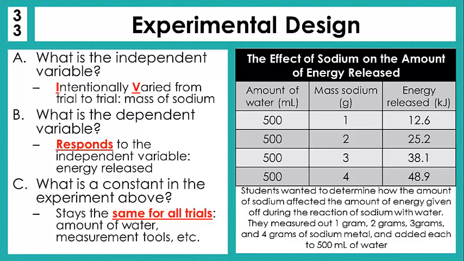In an experiment, the only things you want to change are the independent and dependent variables. So everything else should be a constant. It should stay the same for all trials. So the obvious one is the amount of water, 500 milliliters, but also they want to do it in the same conditions. They want to use the same measurement tools, the same scale, whatever they're using to measure the energy release should be the same. It should be the same kind of water from the same source. We're trying to make everything constant so that whenever my dependent variable changes, I know that it's only because of my independent variable.